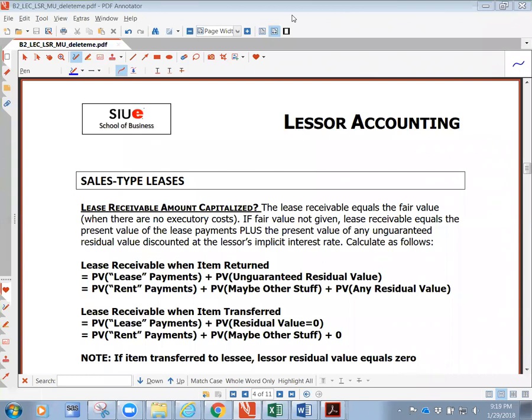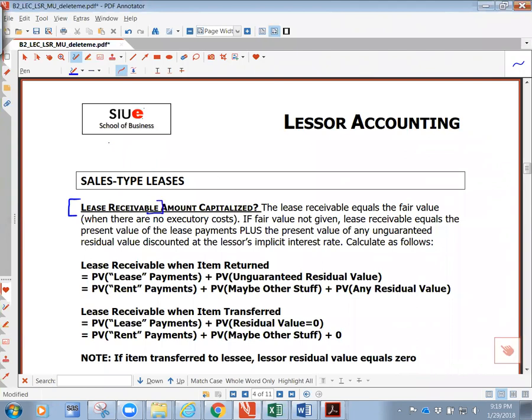Hi, this is part of lessor accounting. We're going to talk about once you've classified it as a sales type lease, how do you figure out the amount to capitalize? Well, the amount to capitalize is going to be contained in the lease receivable.